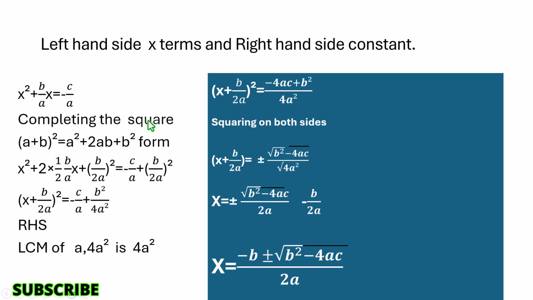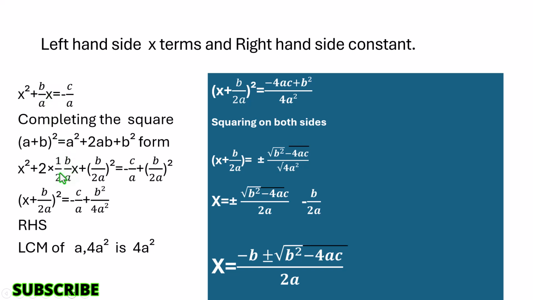Then next step, completing the square on the left hand side, x square plus b by a x. Here the second term sign is plus, so we use the a plus b whole square form, a square plus 2ab plus b square. In the expansion there are 3 terms, but here there are only 2 terms. So on the left hand side also we must make 3 terms. In the second term, the 2ab form, a 2 is needed. So multiply by 2 and divide by 2, giving 1 by 2, b by a x.